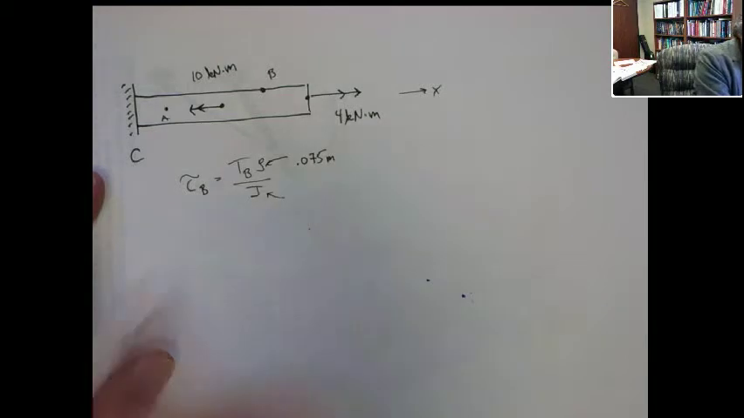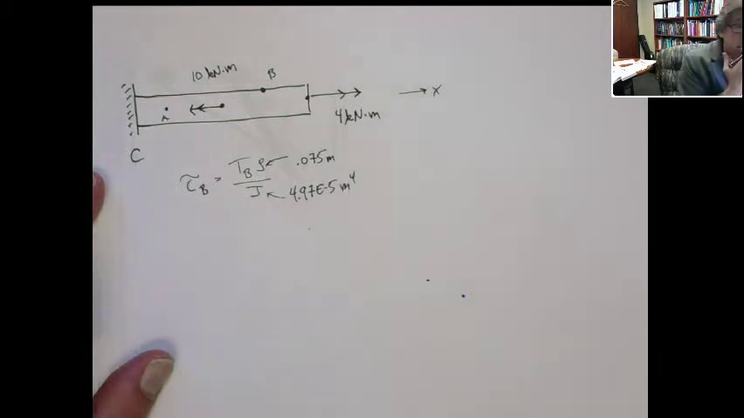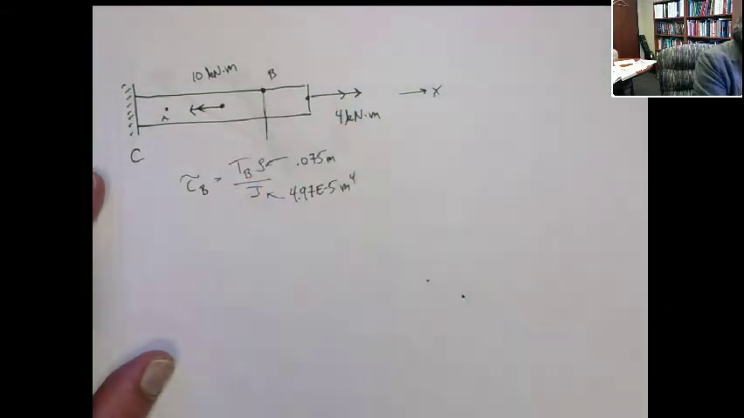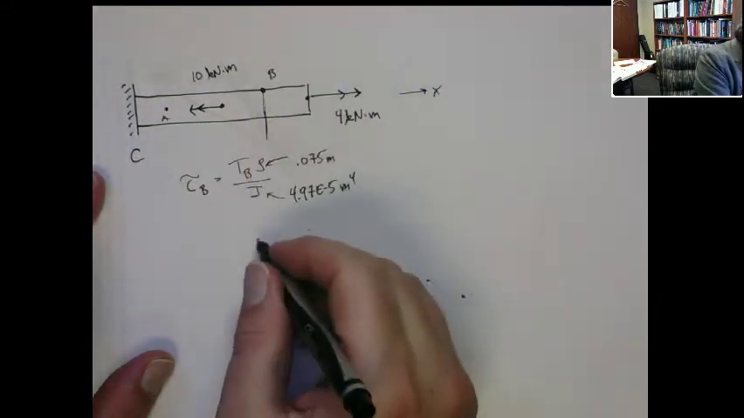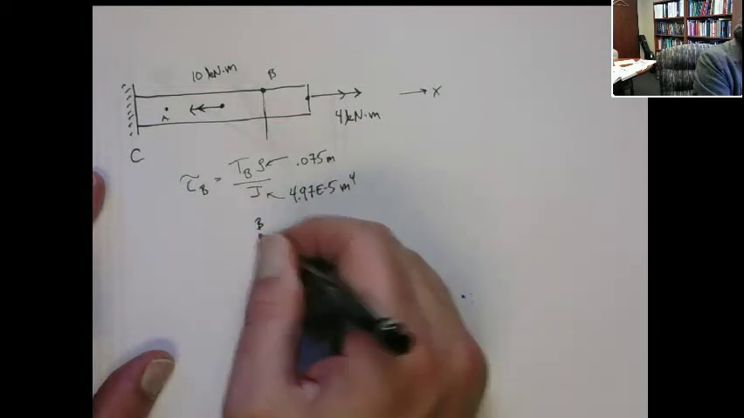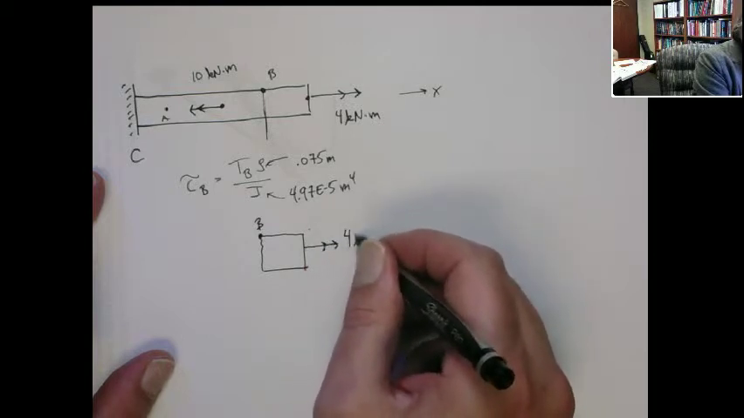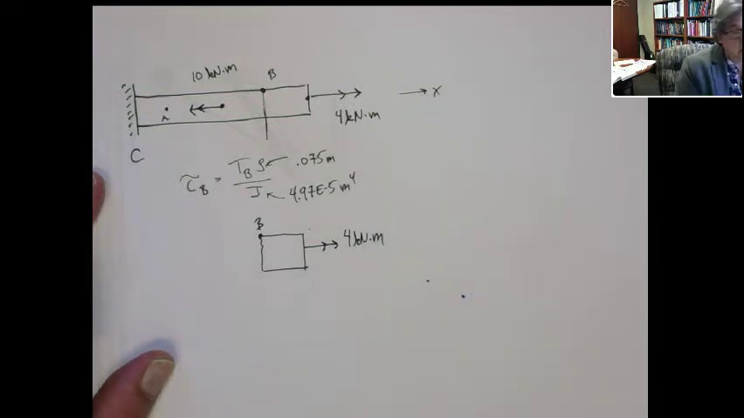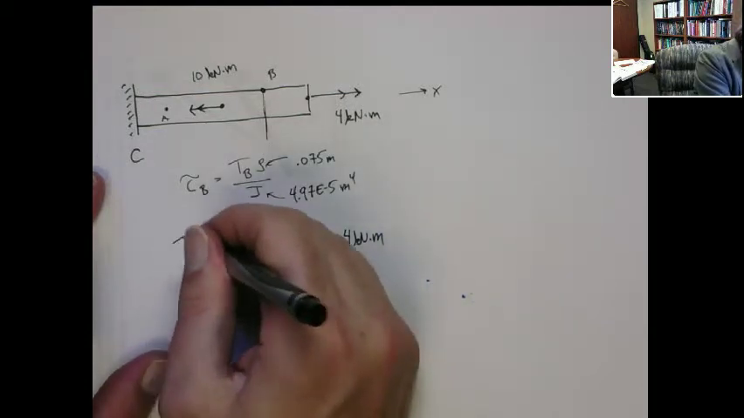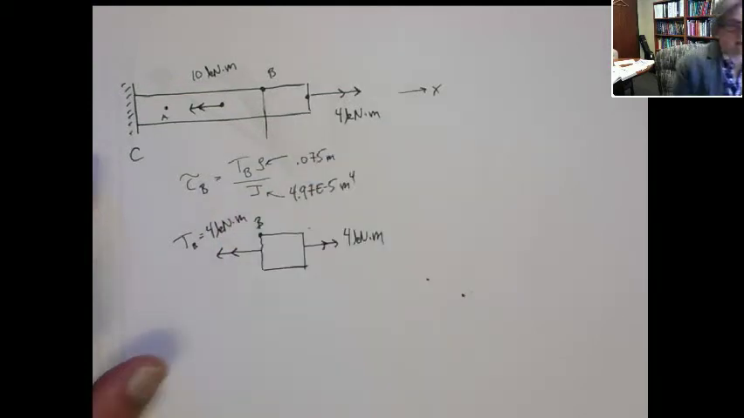We've already figured out J is 4.97 times 10 to the minus fifth meters to the fourth. You need to figure out the internal reaction torque through this plane, okay? Not the external. So let's draw the free body diagram. Make a cut there. Here's point B up on top. We've got to find the internal reaction torque at this base. Here is the 4 kilonewton meter, that's the external reaction torque. So that has to balance with the internal reaction torque. This is actually the internal reaction torque at point B, and that has to be equal to 4 kilonewton meters.